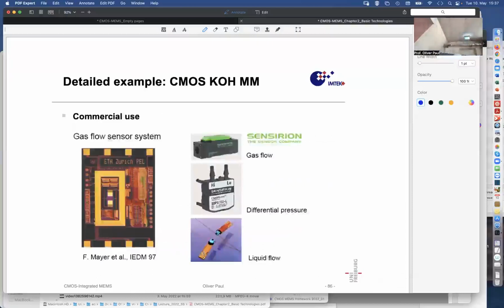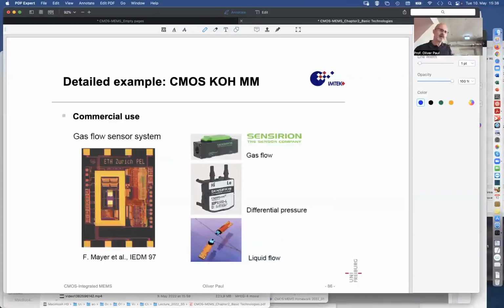This will always be a historical date for me, because this was when this first integrated gas flow sensor system was presented by my student Felix Meyer to the International Electron Devices Meeting of IEEE in Washington, DC. And the sensor part is right here in the center. This is about the size of the membrane, now viewed from the top.